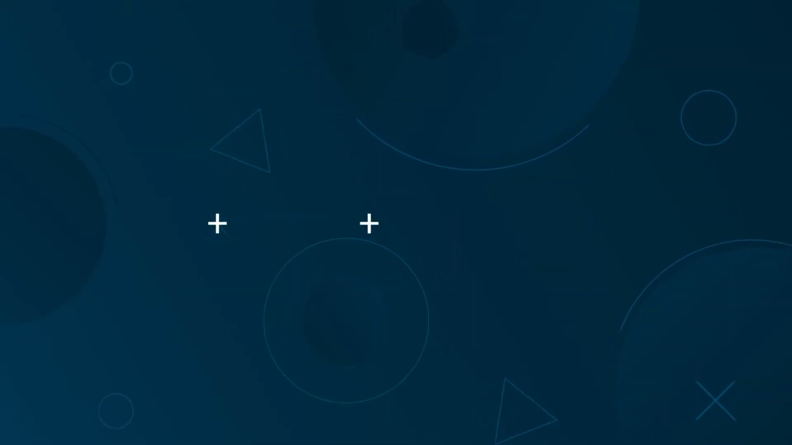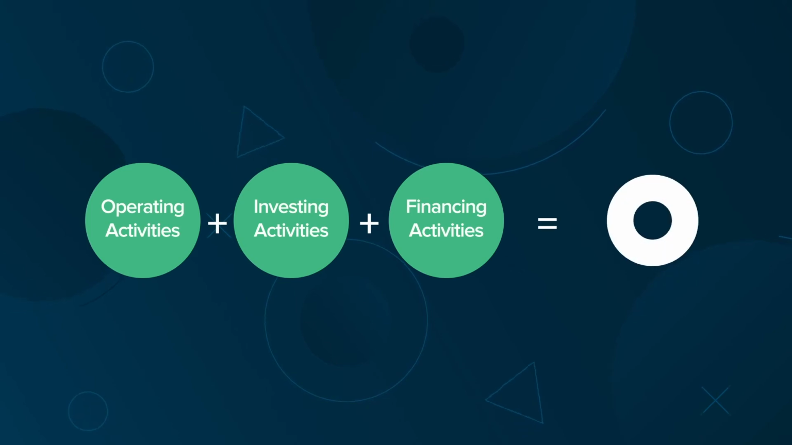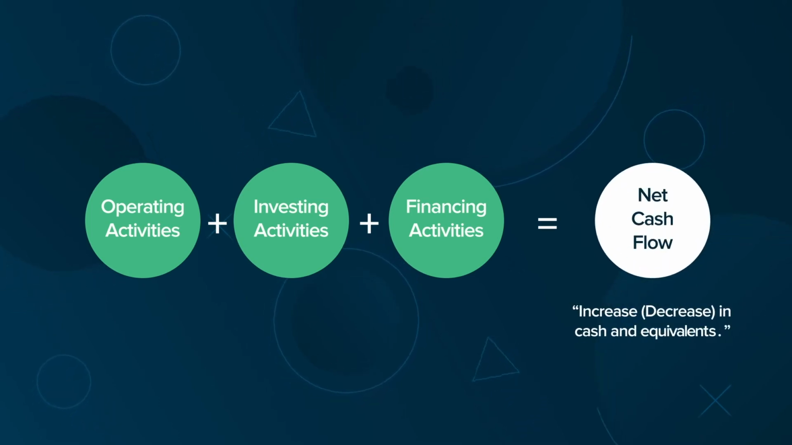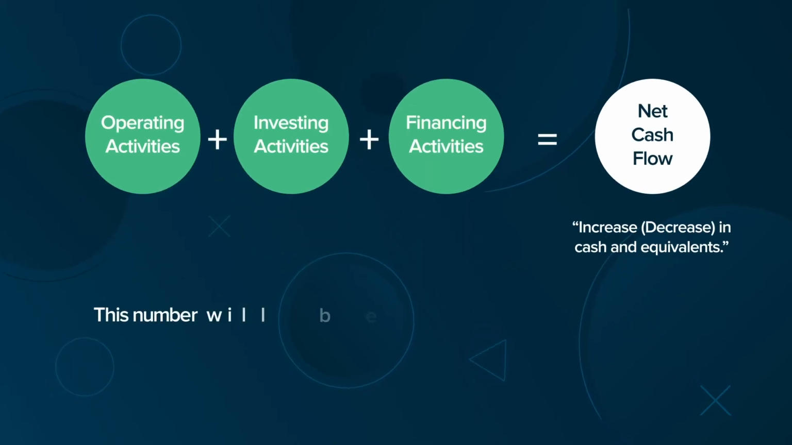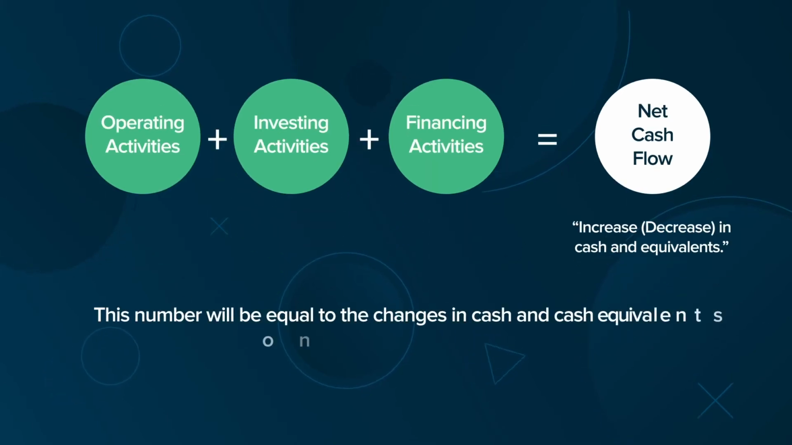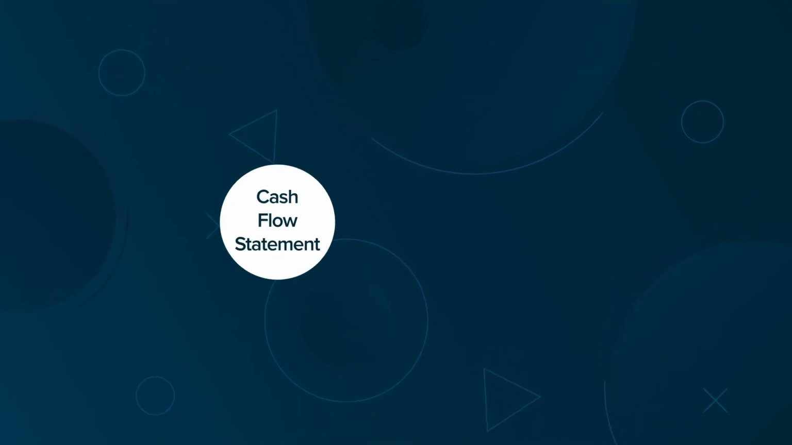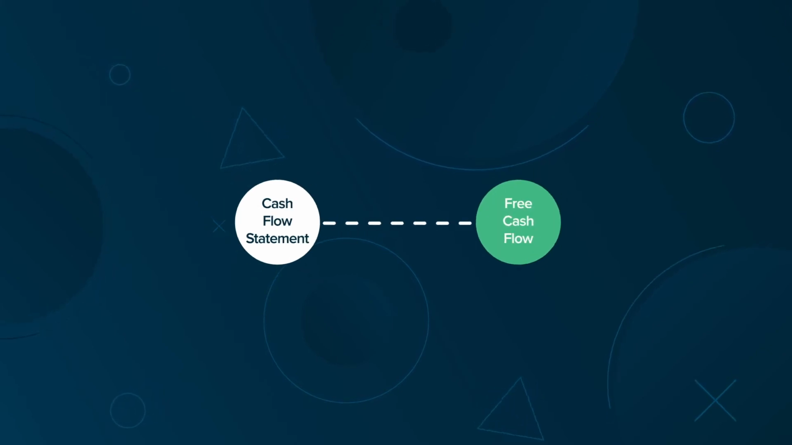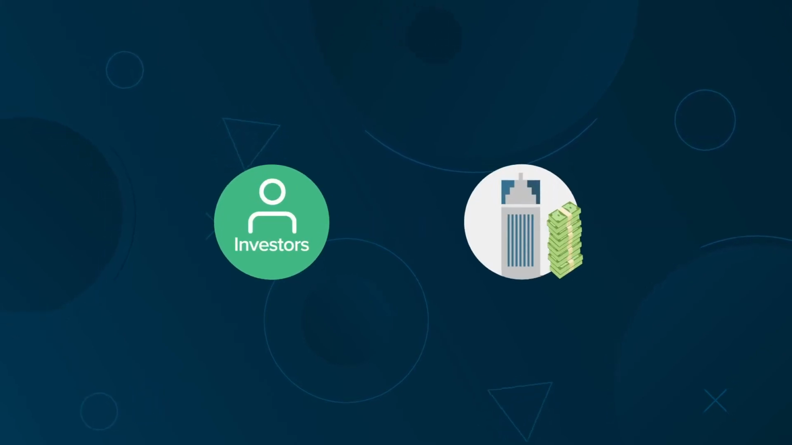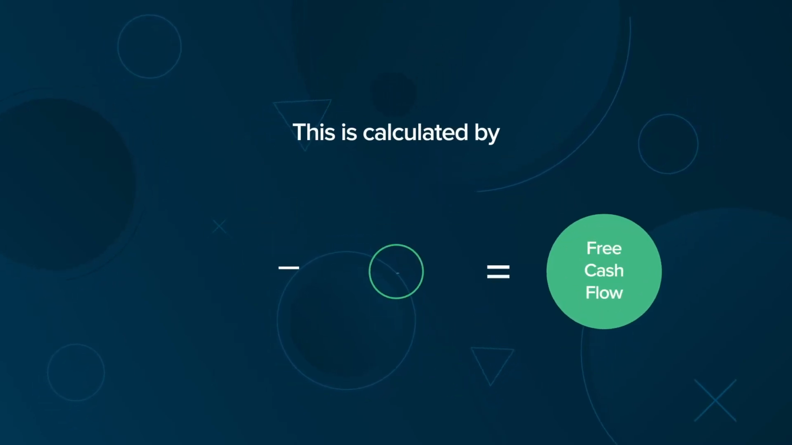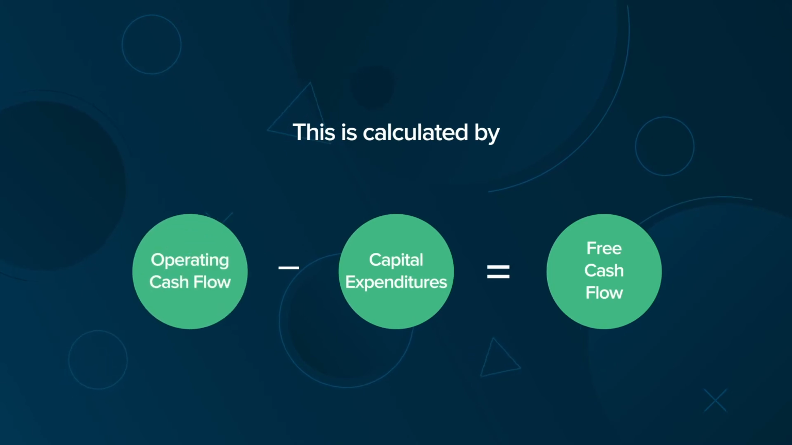The sum of the cash flows from the three categories is termed net cash flow, often listed as increase or decrease in cash and equivalents. This number will be equal to the changes in cash and cash equivalents on the balance sheet for the same period. An important metric derived from the cash flow statement is free cash flow, which tells investors how much cash a company has left after expenses required to maintain and grow the business. This is calculated by subtracting capital expenditures from operating cash flow.